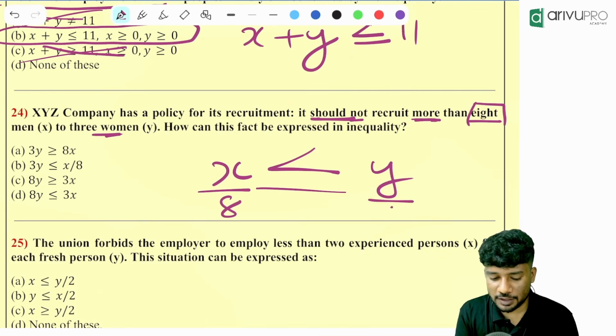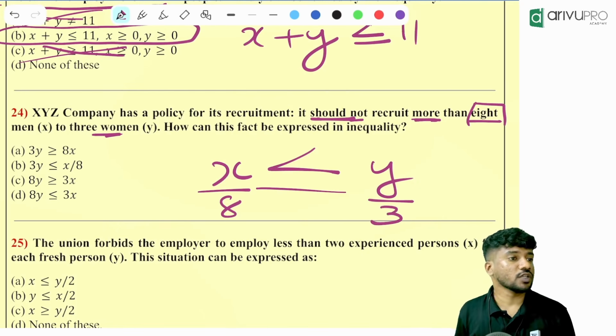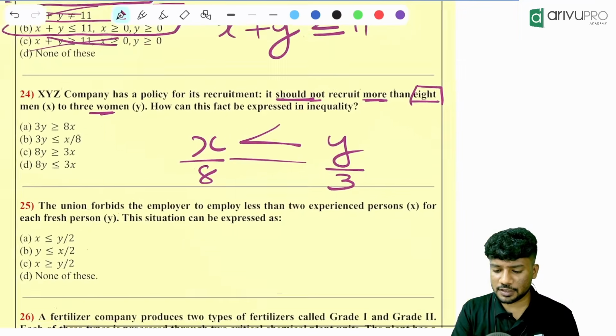Then, how many women are there? 1. We are telling for 3 women. So you will write it as what? 3. Cross multiply. Then you tell me the answer. Which option is the answer?